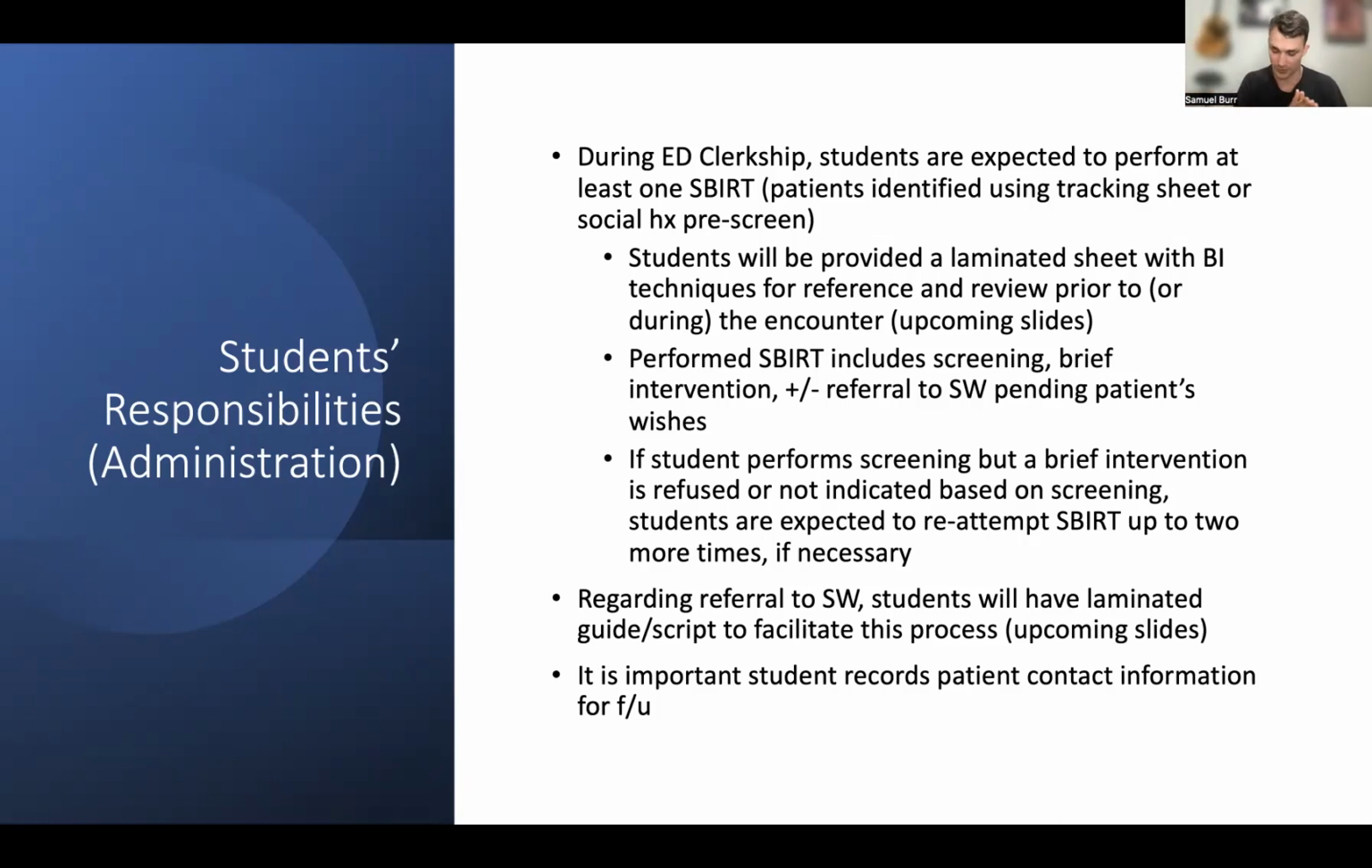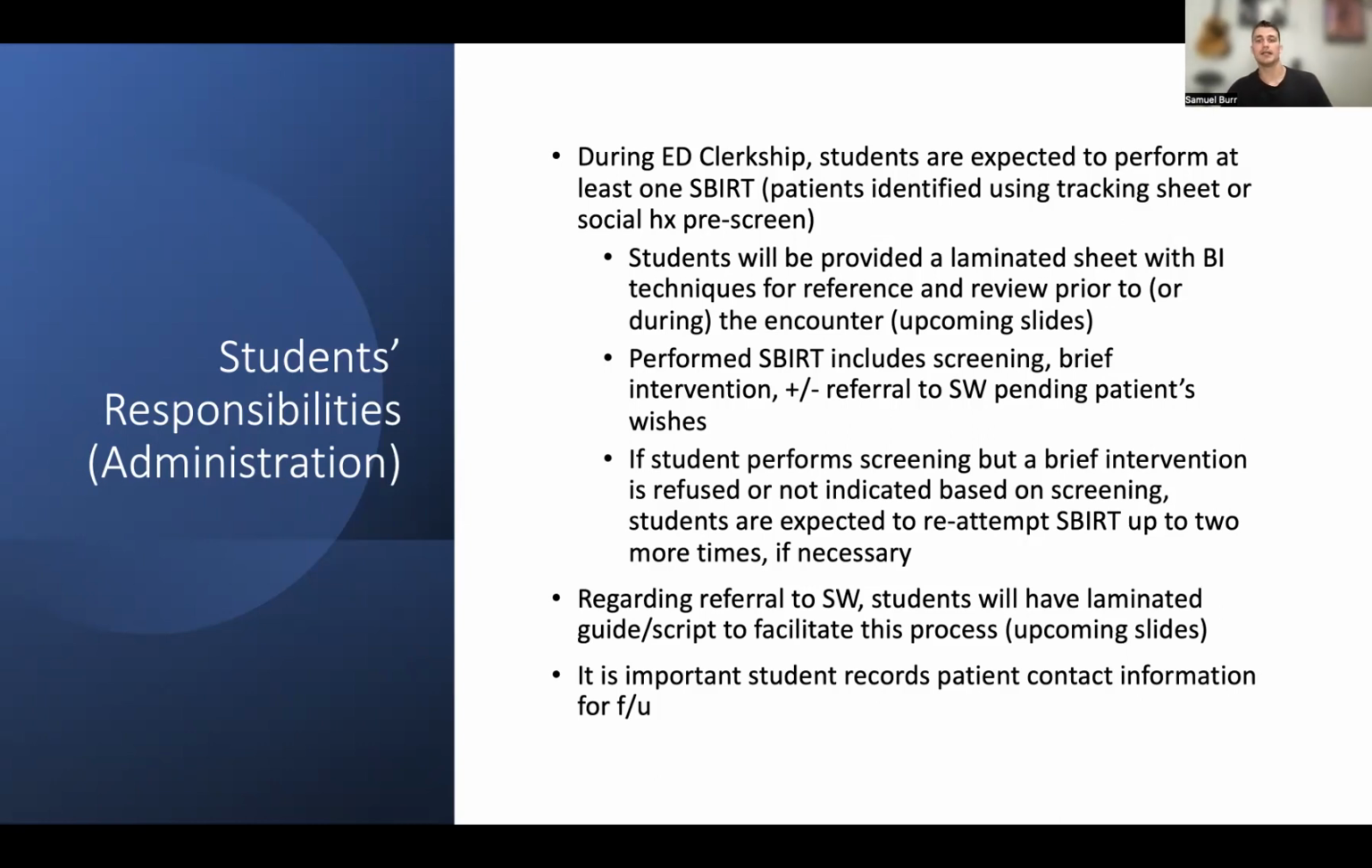Alternatively, students may see patients indiscriminately, and as part of their history taking, which they're expected to do, their social history will include asking about substance use. That will effectively be a pre-screen for students to identify, okay, maybe this would be a good patient to return to, after I present to my attending, and go through the AUDIT, DAST, and potential brief intervention process.